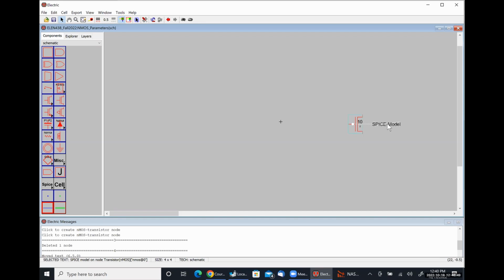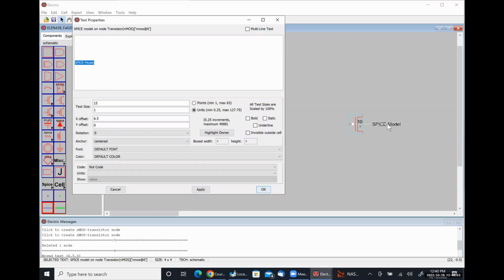We're going to press Control I with spice model selected. And we are literally going to type in NMOS because our C5 models only has a model for an NMOS transistor and a PMOS transistor. So all of our NMOSs need to have the model NMOS. All of our PMOSs, when we get to that, need to have the model PMOS.